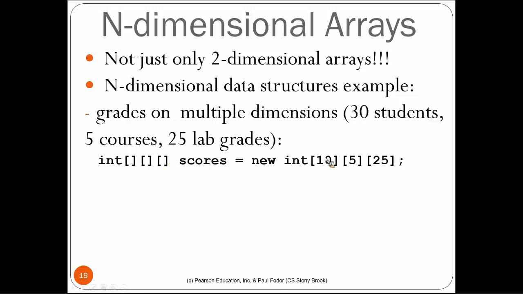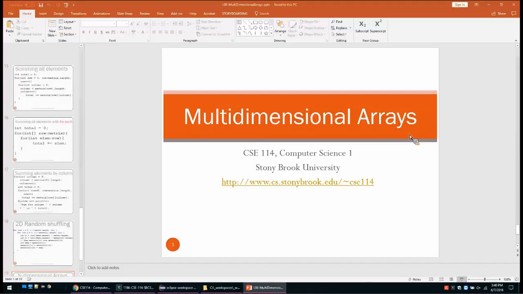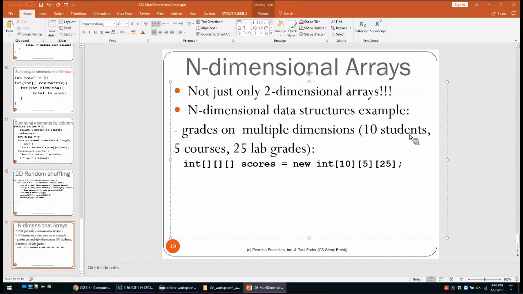The scores will be an integer array of 10 by 5 by 25. Now, I think I modified it a little bit because there are different numbers of students. 10 would be the number of rows, 5 for the different 5 courses, and for every course, I can get the element at depth 0 up to 25, not included. So really, you can store and use any kind of n-dimensional arrays. In most cases, people use one or two-dimensional arrays, but you can actually have as many dimensions as you would like.